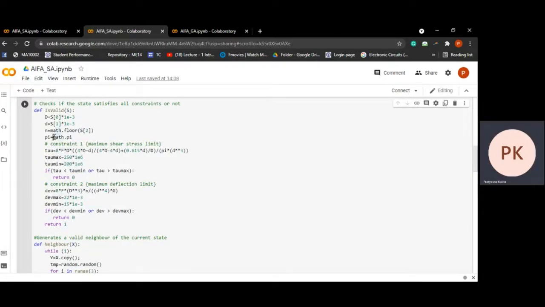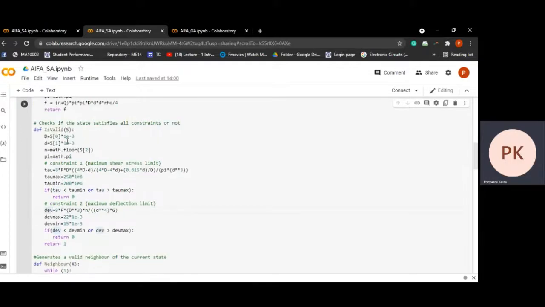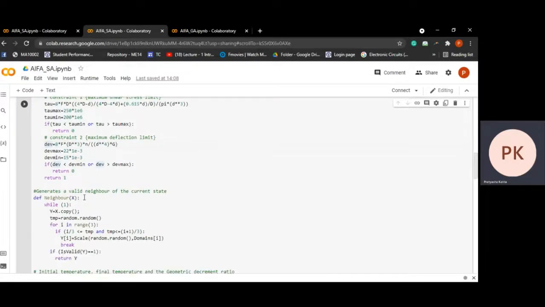Now we will check if a particular state is valid or not. For example, we have the tau value. The tau value should be between tau min and tau max. Similarly, the dev value should be between dev min and dev max. If all these constraints are satisfied, then we return 1, otherwise we return 0.